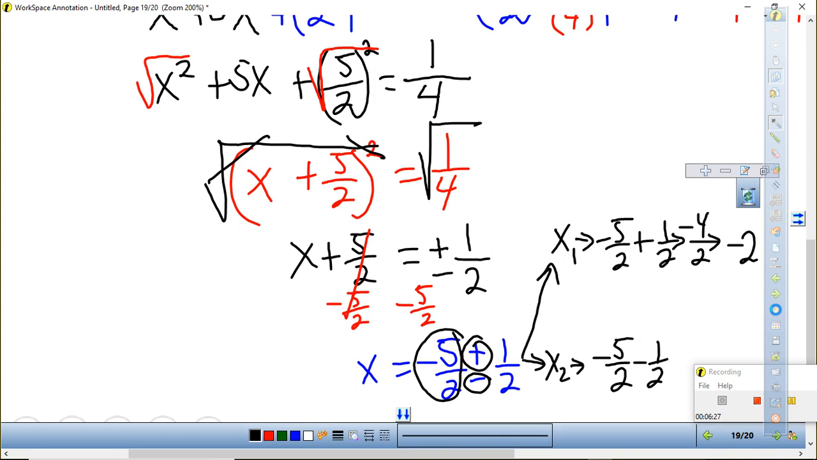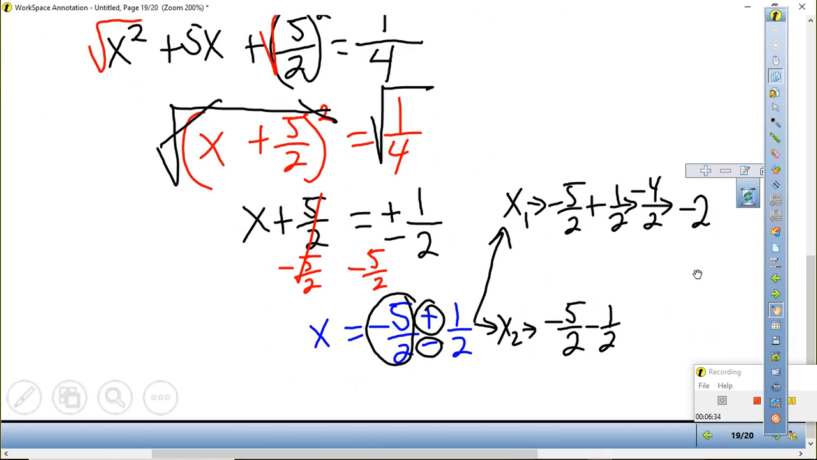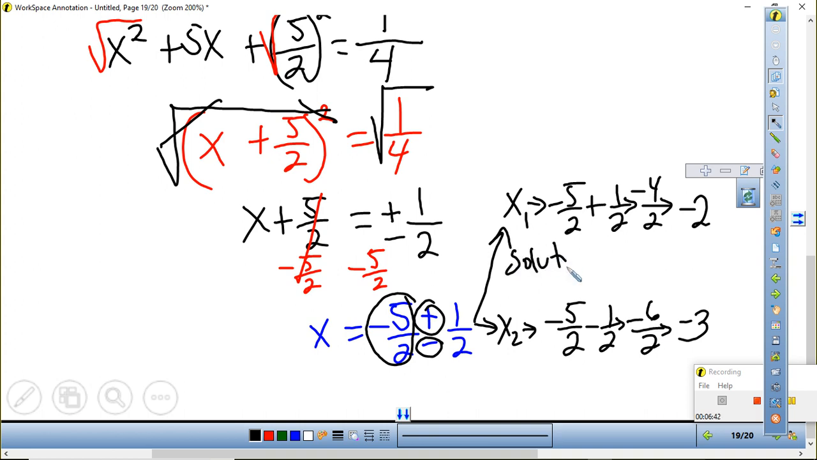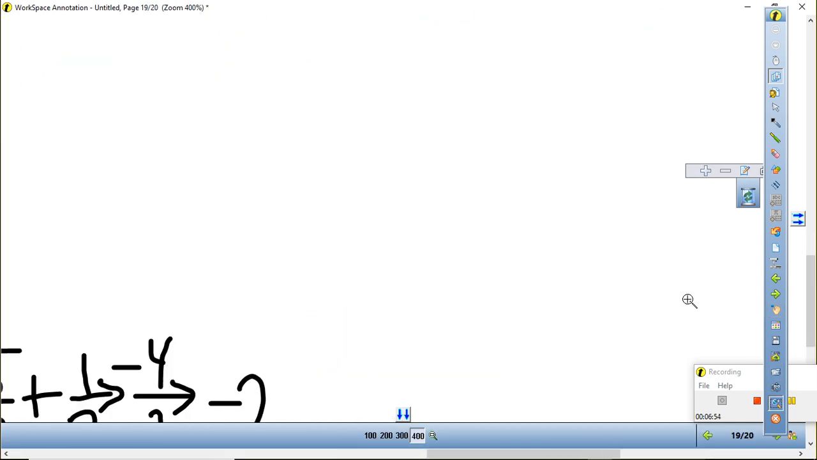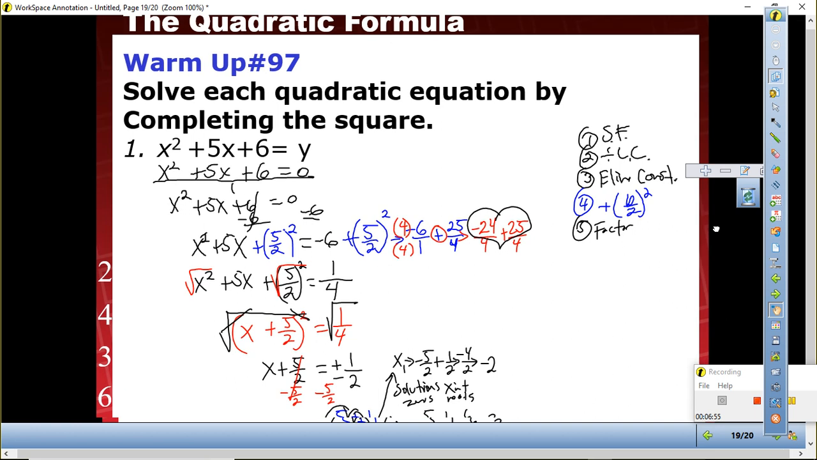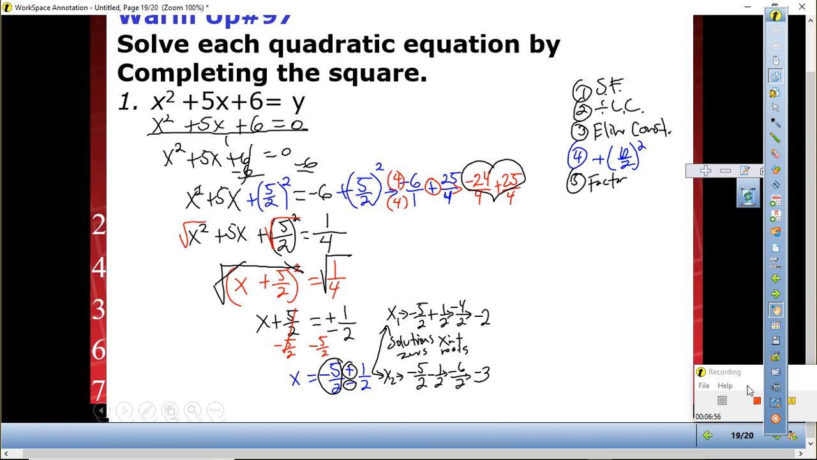Negative 6, and common denominator is 2. So this is negative 6 over 2, which is negative 3. These are my solutions: x-intercepts, zeros, roots. Okay, now copy that. So let me zoom out a little bit so you guys can see. There it is. Copy that.